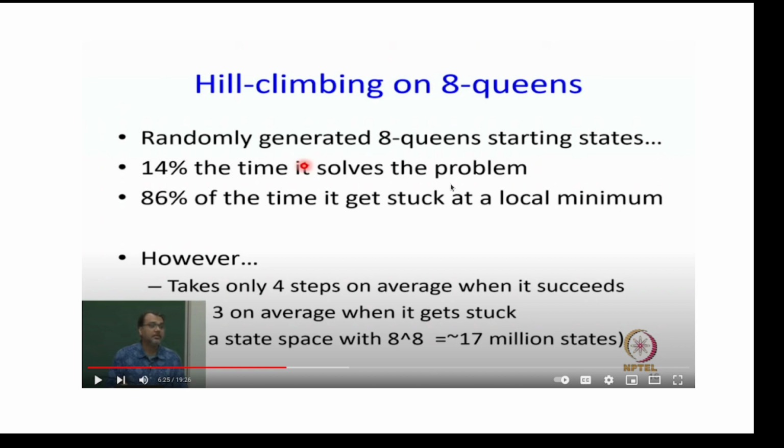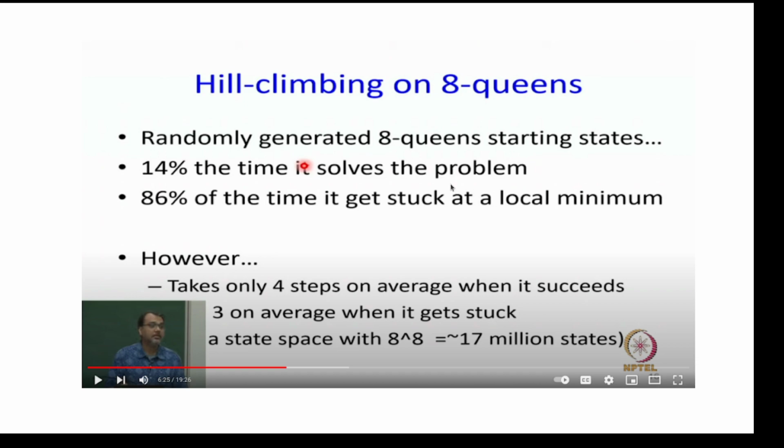So it is saying 14% of the time it solves the problem. If you apply hill climbing on the 8 queens problem, out of 100, 14 times it will be able to solve the problem. It will find a solution where you will see the arrangement of queens such that they do not attack each other. There will not be any pair of queens which attack each other. This is the ideal solution.